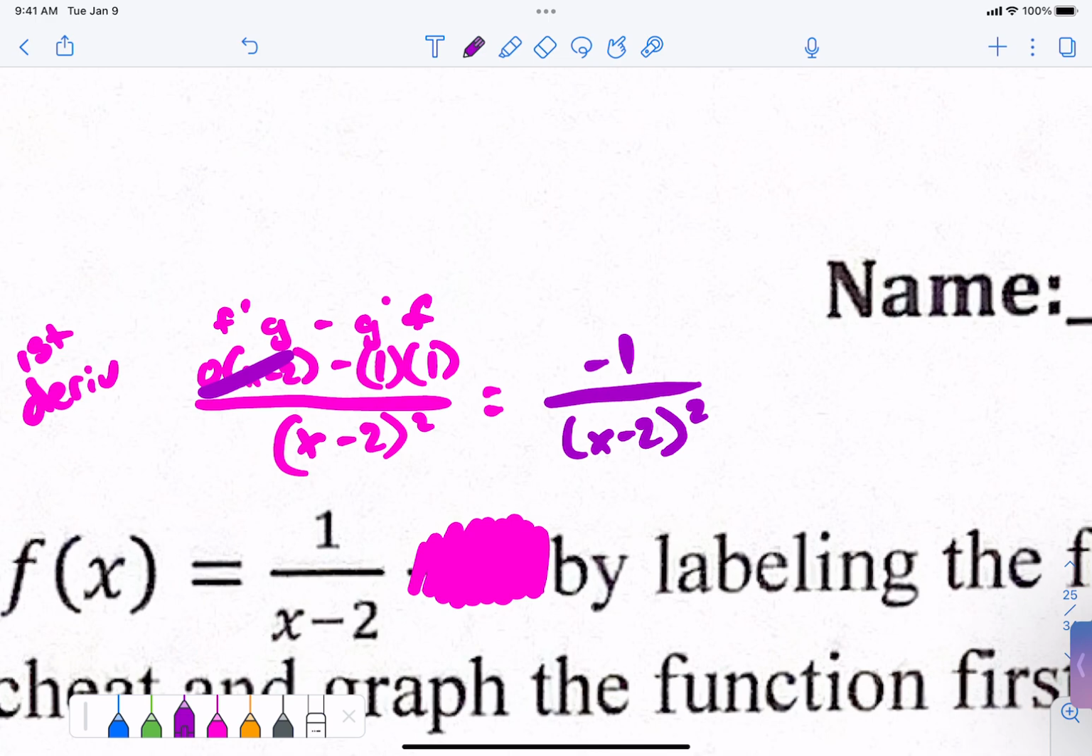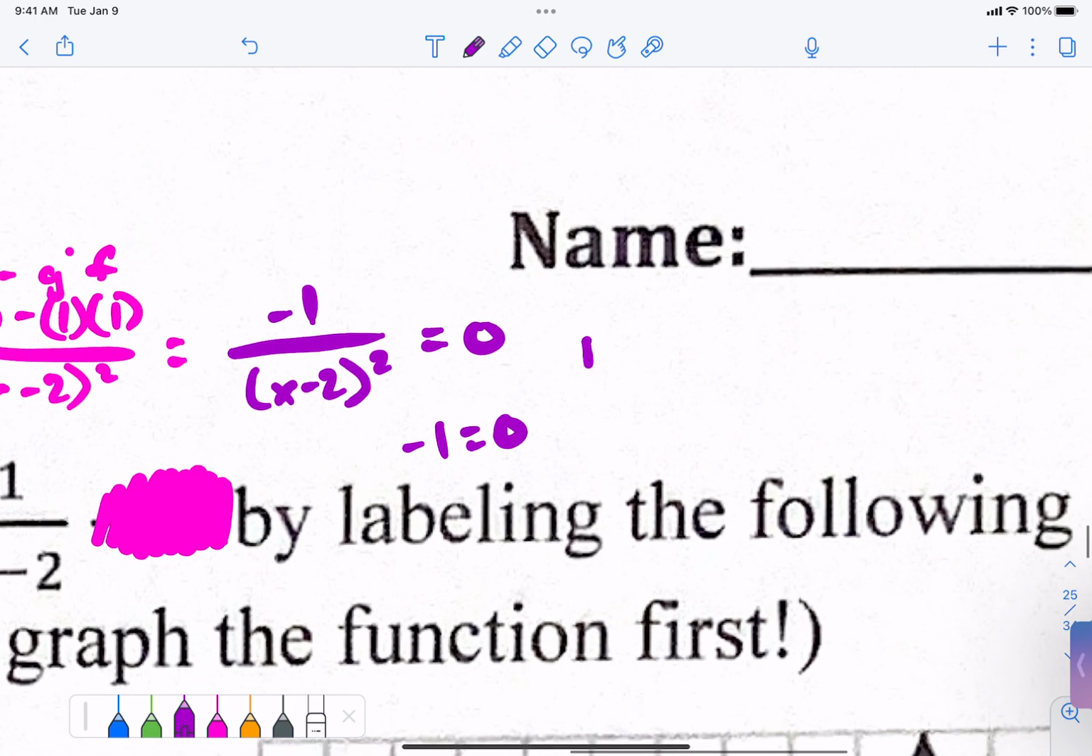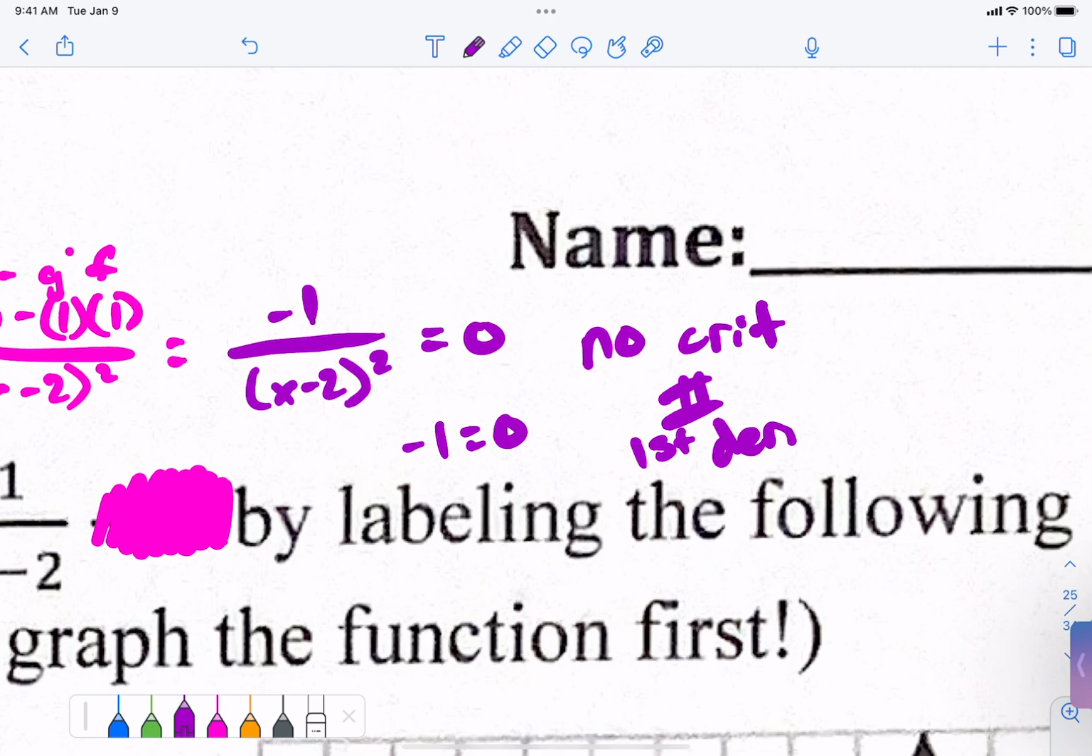Boom. Okay, let's go ahead and set that equal to 0. Multiply over. So negative 1 equals 0. If you multiply the other side to the other side, you get negative 1 equals 0. So what's that mean? Undefined. We have no critical numbers from the first derivative.